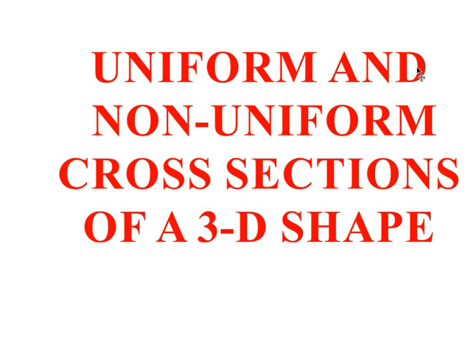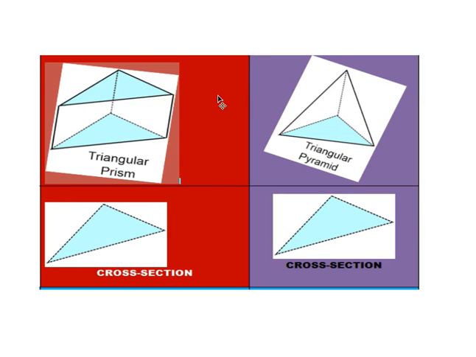Now, let's continue with their uniform cross-section and those with non-uniform cross-sections of a 3D shape. When we talk of a uniform cross-section, we mean that the two ends, the bases, are the same, similar, equal, and parallel to each other.